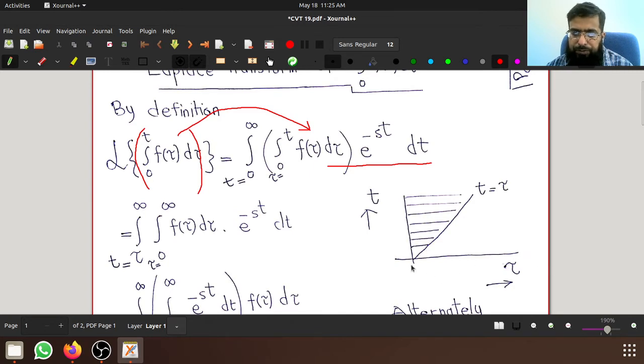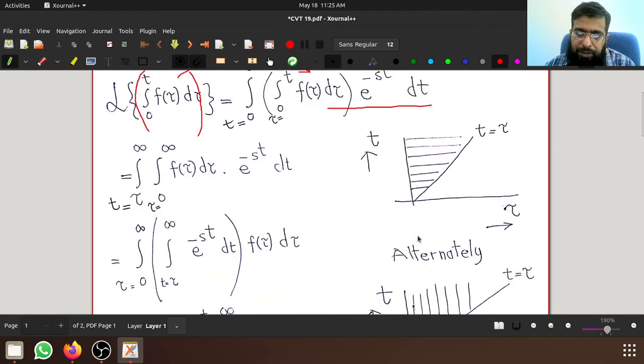Tau from 0 to infinity, t from 0 to infinity would be a very big rectangle or a very big square. But since the inner integral has limits from 0 to t, these horizontal lines end at this line where t is equal to tau, this line with slope equal to 1, right?